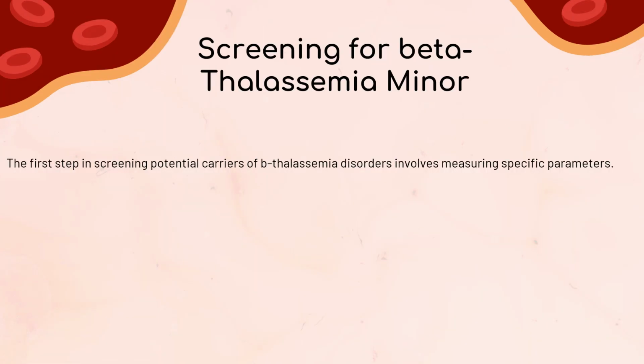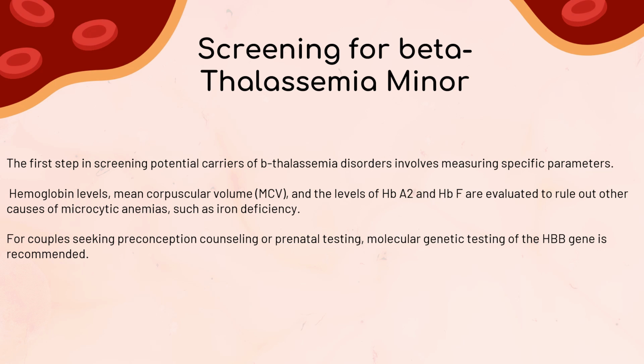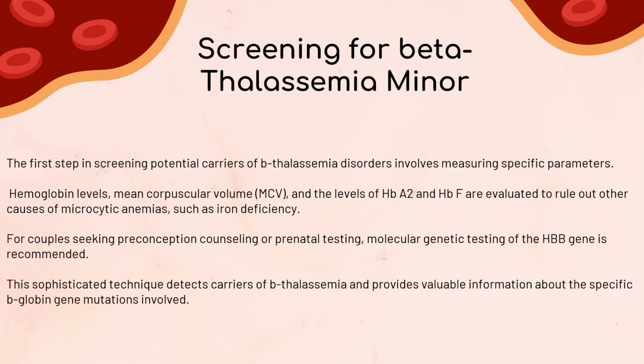The first step in screening potential carriers of beta-thalassemia disorders involves measuring specific parameters. Hemoglobin levels, mean corpuscular volume, MCV, and the levels of hemoglobin A2 and hemoglobin F are evaluated to rule out other causes of microcytic anemias, such as iron deficiency. For couples seeking preconception counseling or prenatal testing, molecular genetic testing of the HBB gene is recommended. This sophisticated technique detects carriers of beta-thalassemia and provides valuable information about the specific beta-globin gene mutations involved.